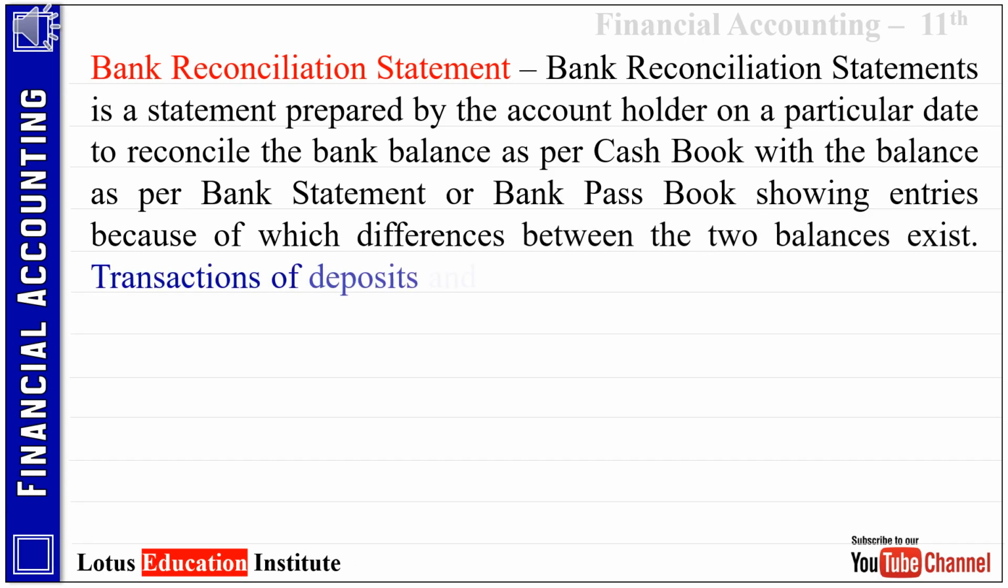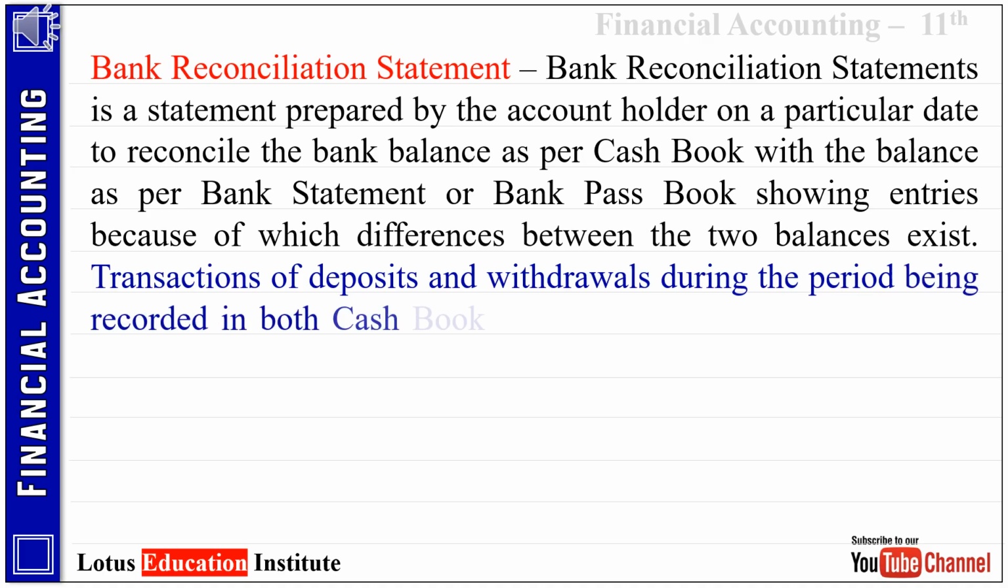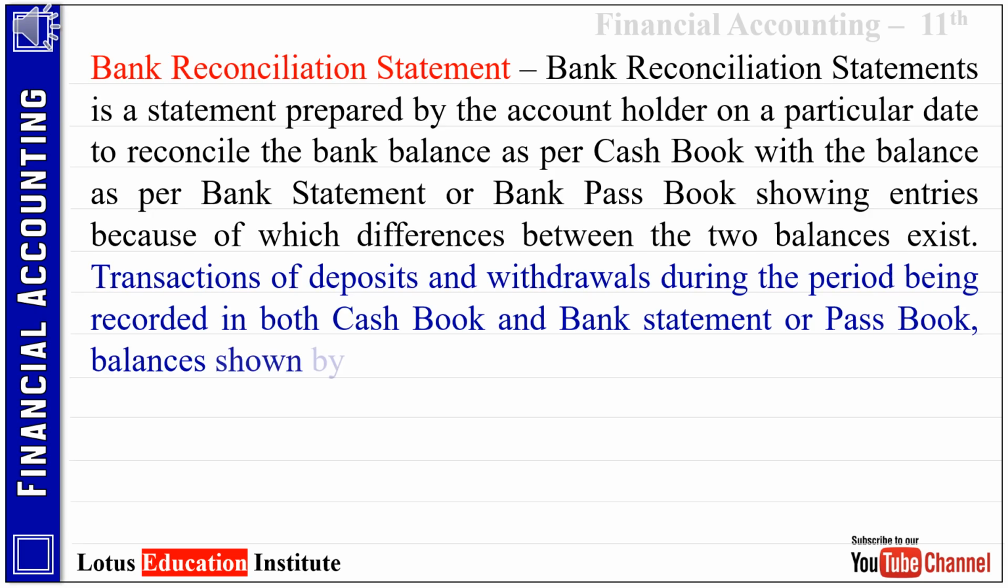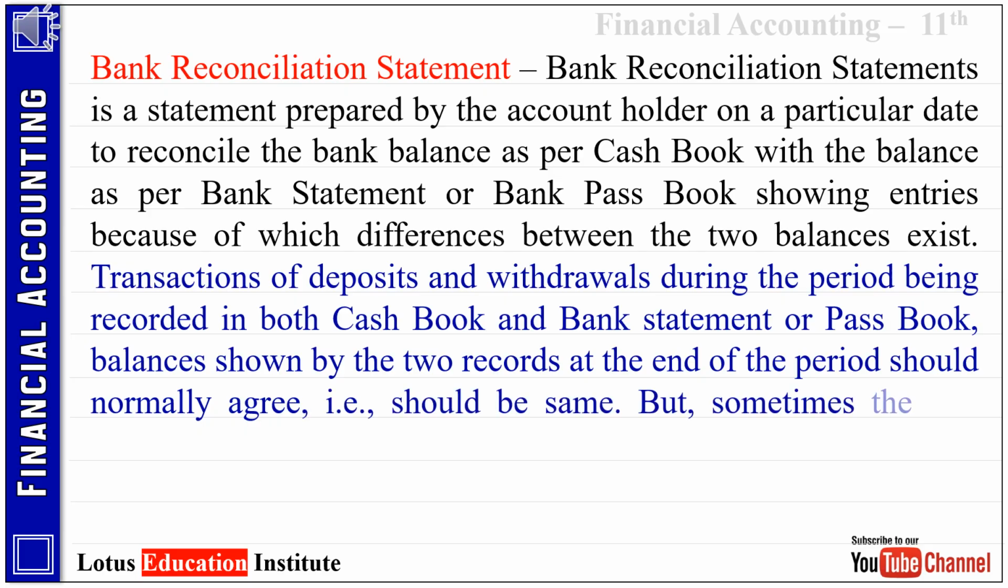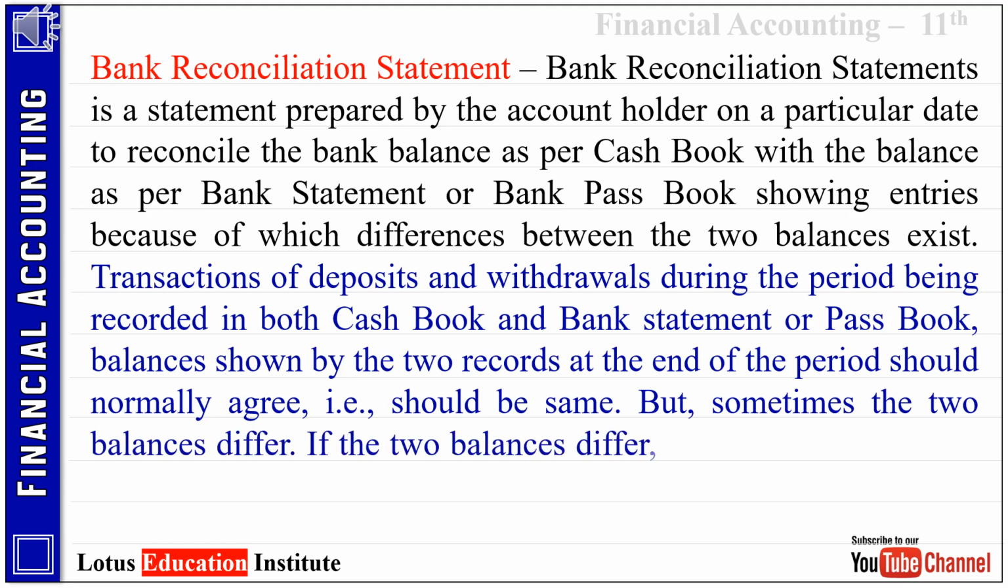Transactions of deposits and withdrawals during the period are recorded in both the cash book and the bank statement or passbook. Balances shown by the two records at the end of the period should normally agree, i.e., should be the same. But sometimes the two balances differ. If the two balances differ, it is necessary to know the reasons for the difference, as it may require an entry to be passed in the books of account.